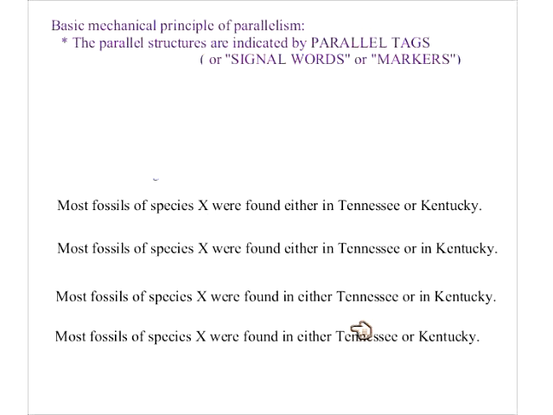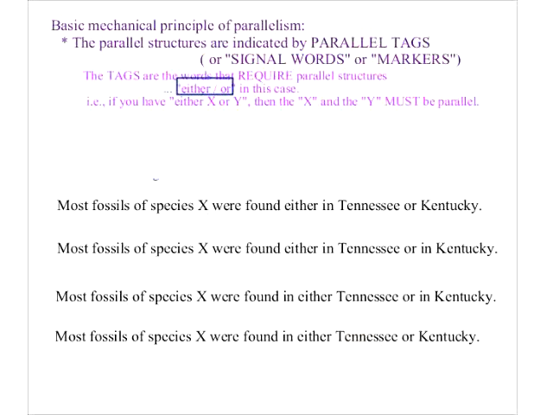Okay, so most of you are getting this. In this case, either and or are the tags. The tags are the words that require parallel structures. If you see the either and the or, those are the two words that tell you that you are dealing with parallel structures. A couple of you said in. In is not a parallel structure. In is just a preposition. You can use in contexts that do not use parallelism at all, like I put the box in the trash. But if you see an either and an or, then that's automatically a parallel structure, whatever is with either and whatever is with or.